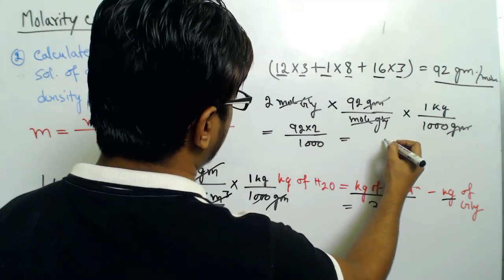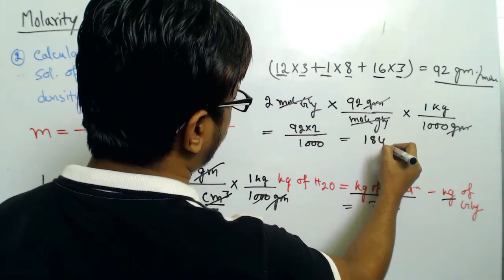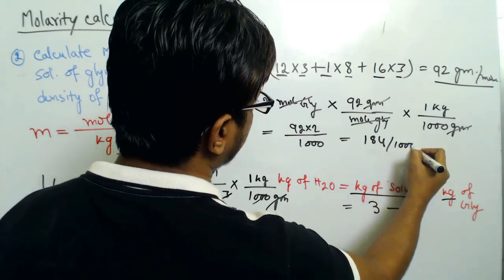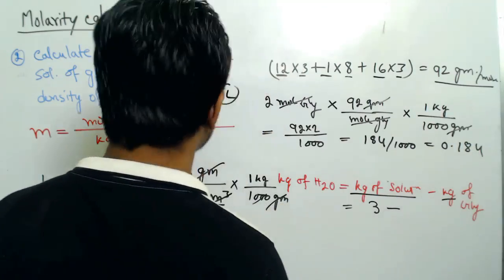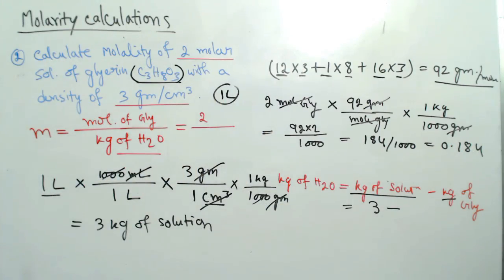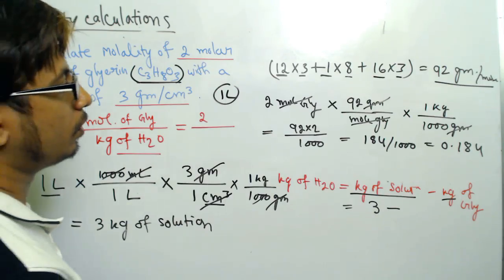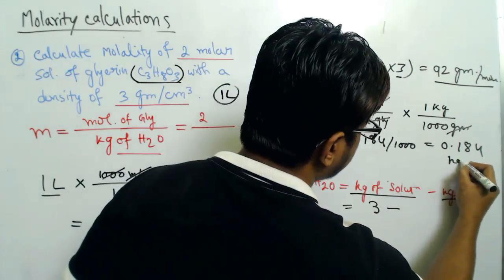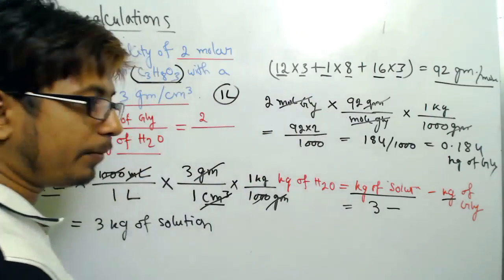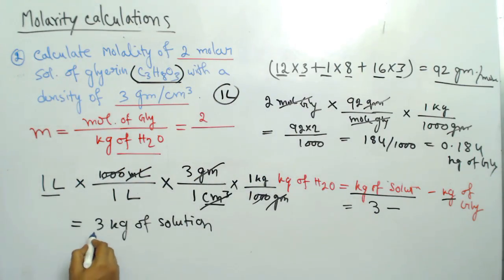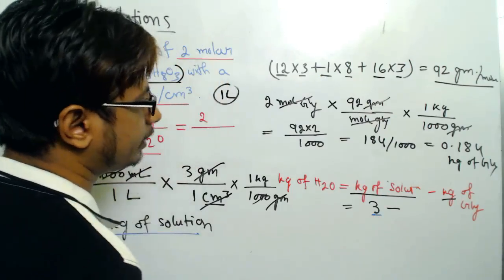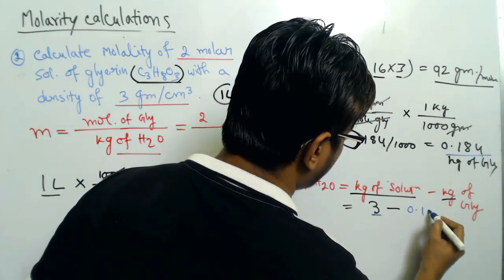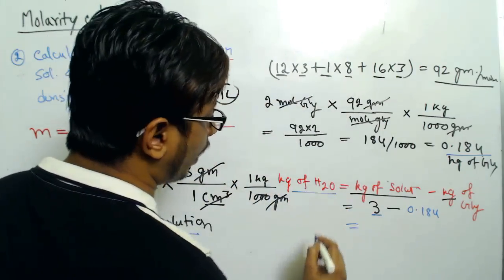You can write it like 184 divided by 1000, or 0.184, right? That's what you can find out. 0.184. So once you find out 0.184, this will be the kg of glycerin. So now we got both the data. We got the data of kg of solution, 3, we put it in here, and we also have kg of glycerin, that is 0.184, giving us the kilogram of water.